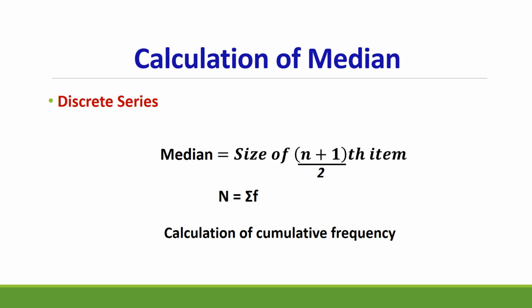Now let us see how median is calculated in a discrete series. Here, the formula is the same. Median is equal to size of (n plus 1) by 2th item. And as in all the discrete series, n is equal to sigma f. The total of frequency is the n which is used in the formula. And another difference here is that other than individual series, in the case of discrete series and continuous series, we may have to calculate the cumulative frequencies.